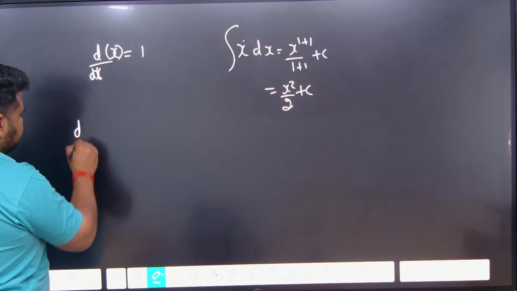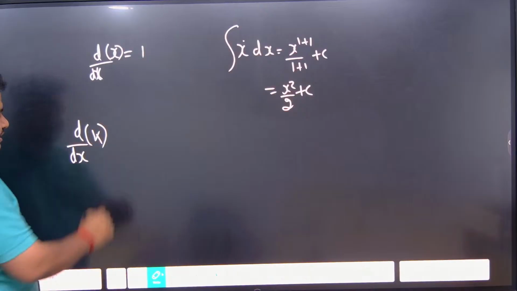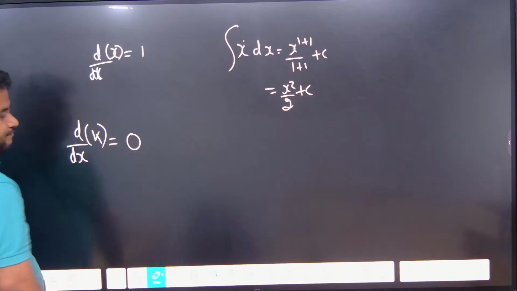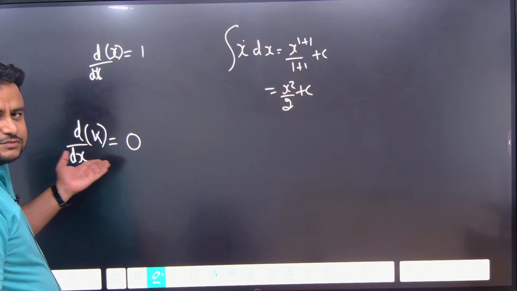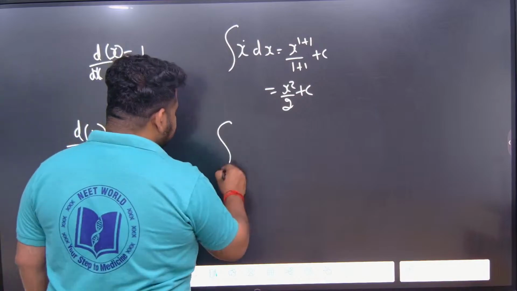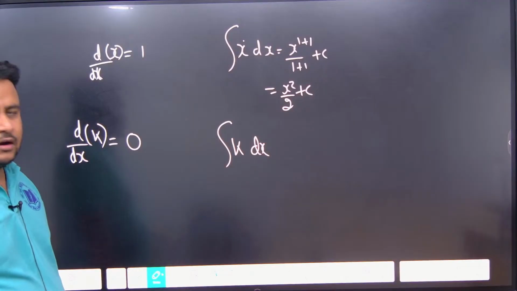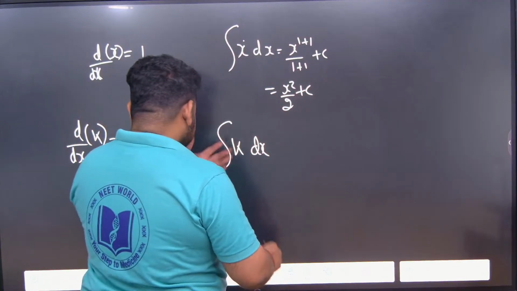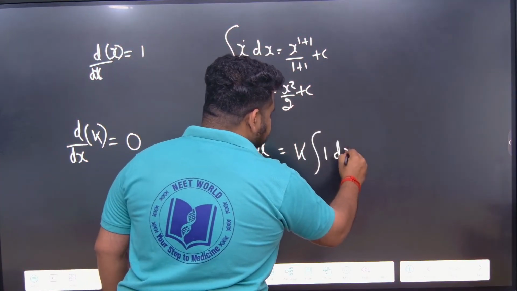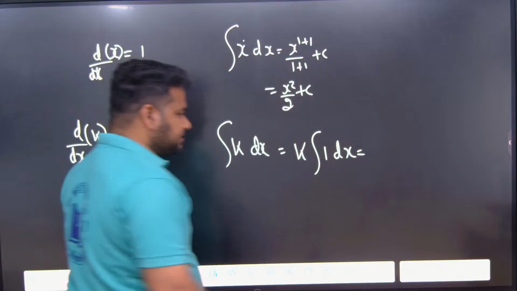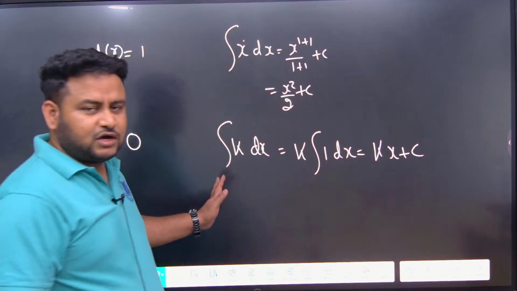Similarly, if I talk about a constant, suppose there is some constant k, d by dx of constant k is 0. Now, when it comes to integration, the integral of constant k dx, I will take k outside, and it will become the integral of 1 dx. The integral of 1 dx is nothing but k into x plus c.